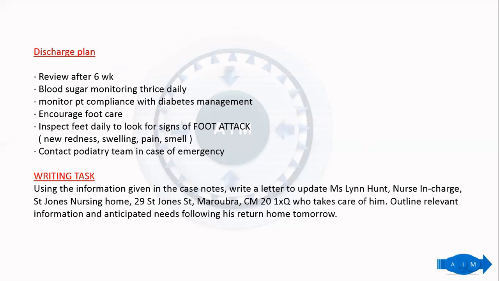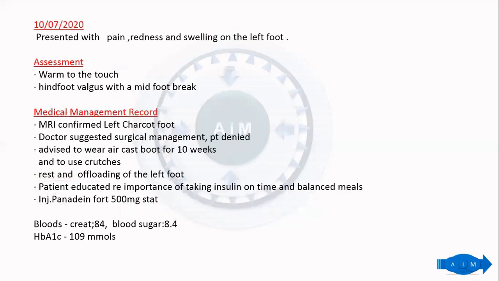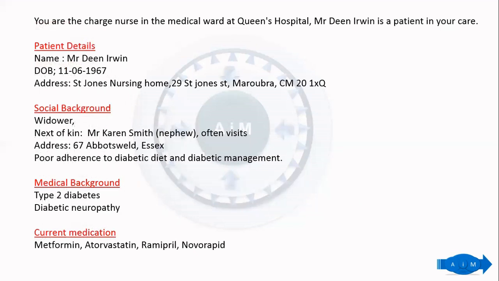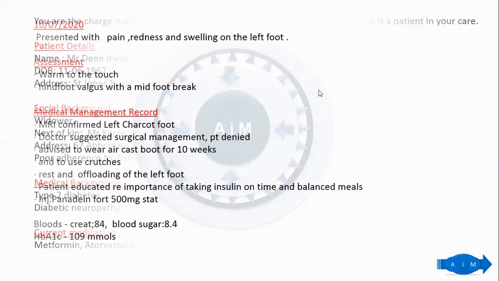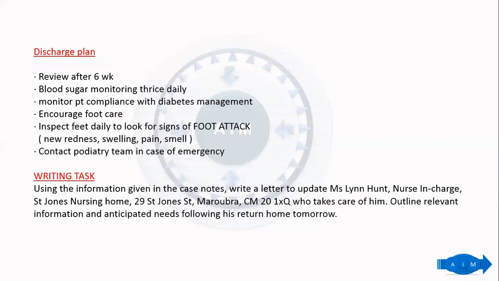So let's go back and find out whether this is really an update, in the sense that we are updating a person who already knows the patient or not. And the way to find that out is by checking the address of the patient. Here it is given as St. John's Nursing Home, 29 Street, Jones, Marubra, and this is the same as the reader's address, in the sense our reader works in a nursing home where the patient resides. So let's understand the whole story now.